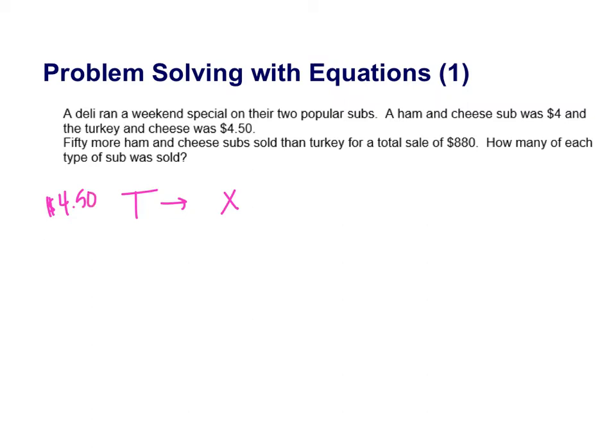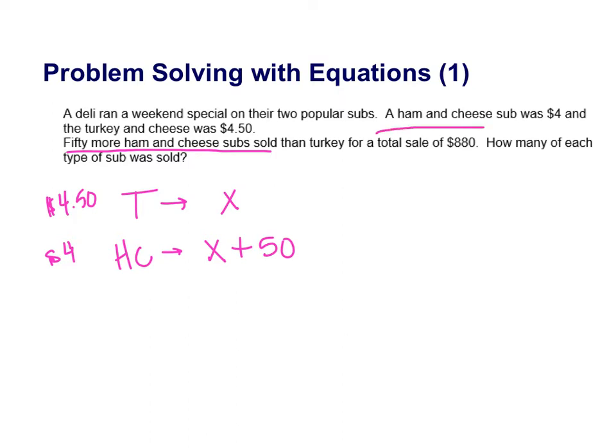Alright, then we have the ham and cheese sub. It said 50 more ham and cheese subs were sold than the turkey. So if you take your turkey subs and you add 50 to it, that's how many ham and cheese were sold. And these cost $4.